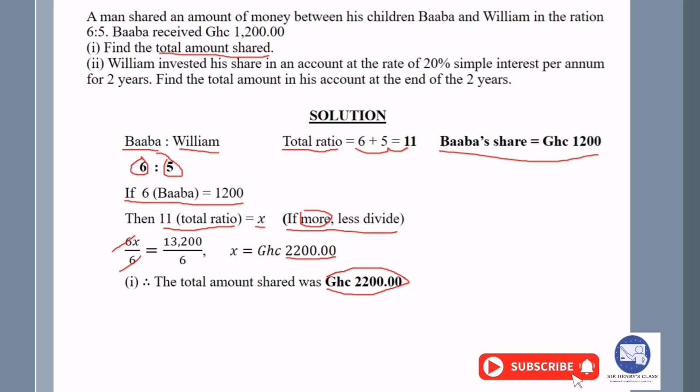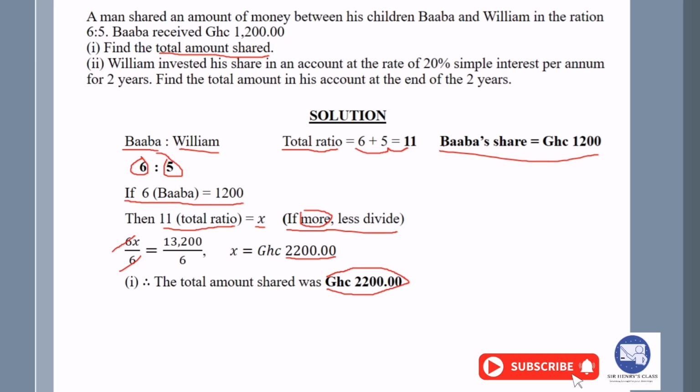So we use a simple proportion rule that if 6, which corresponds to Baba's ratio, corresponds to an amount 1,200, because the question said Baba received 1,200 Ghana cedis, then the total ratio, which corresponds to the total amount, which happens to be 11, will correspond to x. So we have to find x. So if 6 is equal to 1,200, then 11 equal to x.